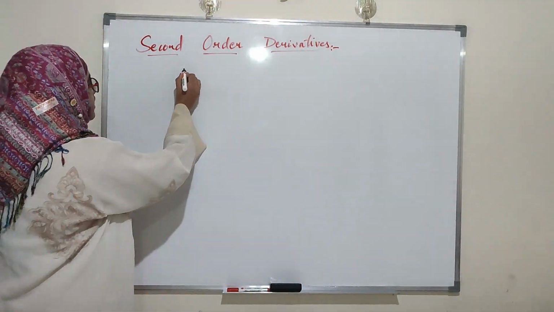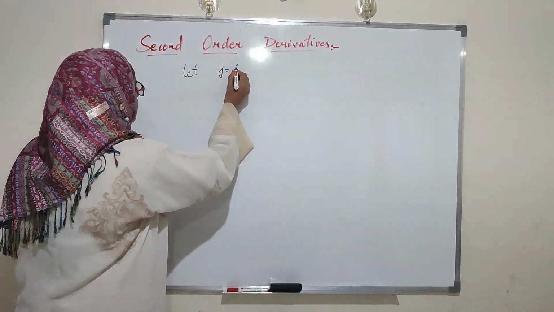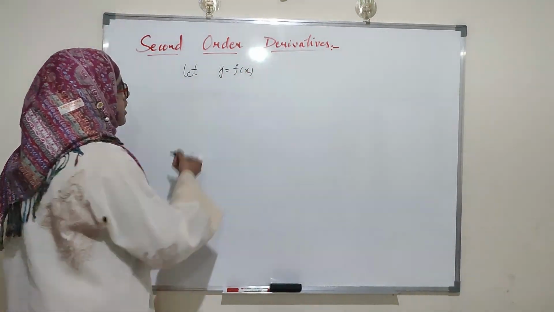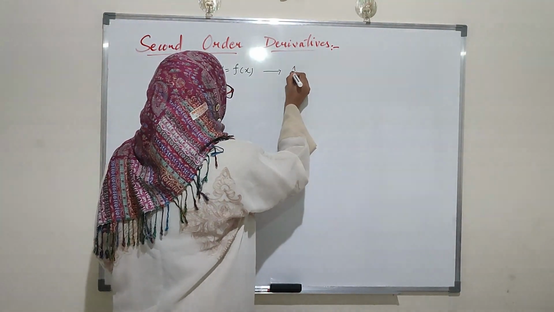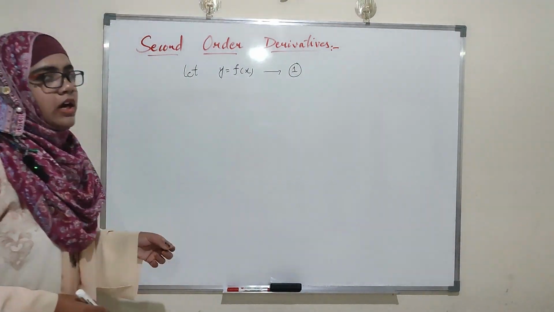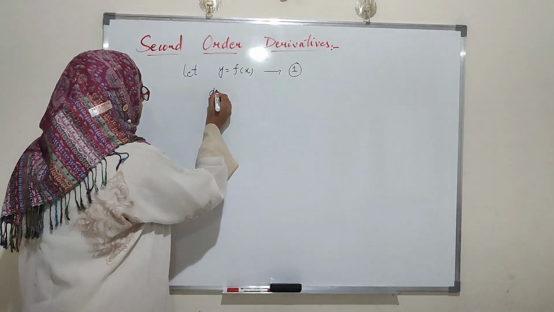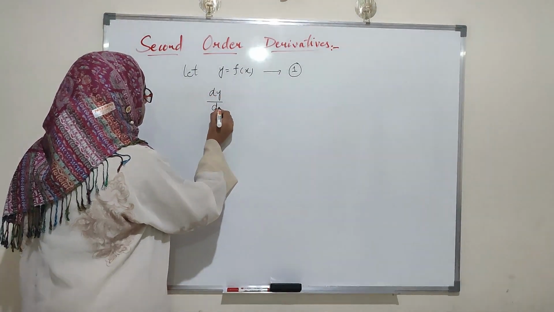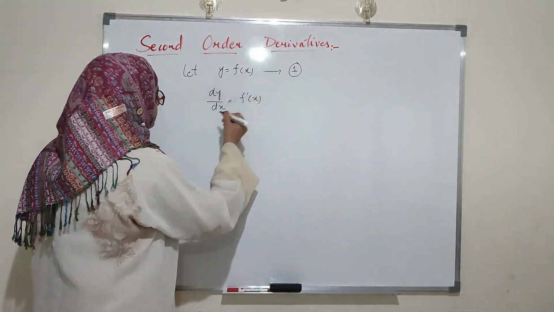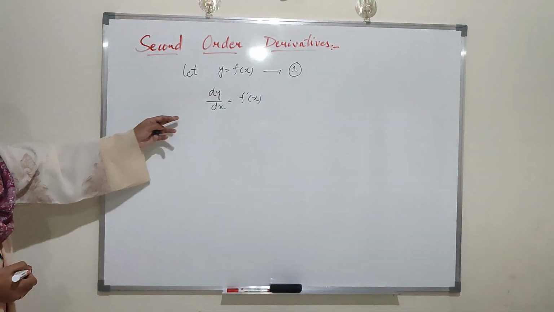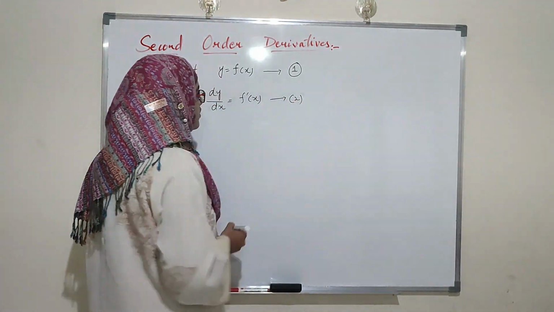Now let y is equal to f of x. Name this as equation 1. Okay. Now differentiating y with respect to x, we get dy by dx is f dash of x. Now name this one as equation 2.